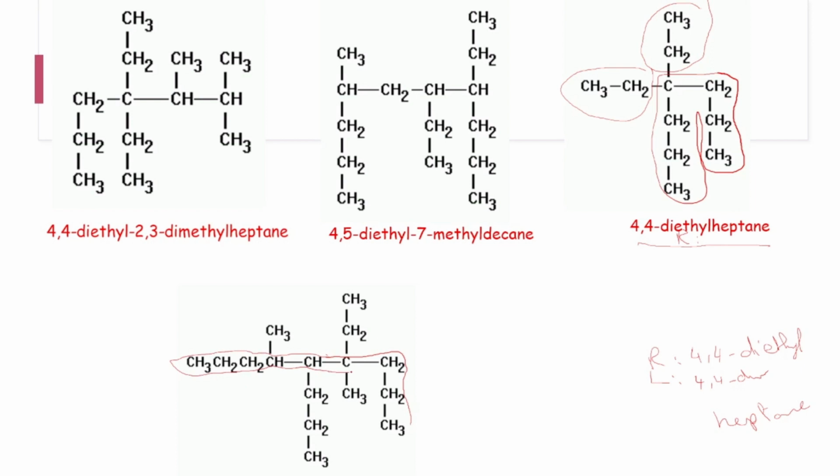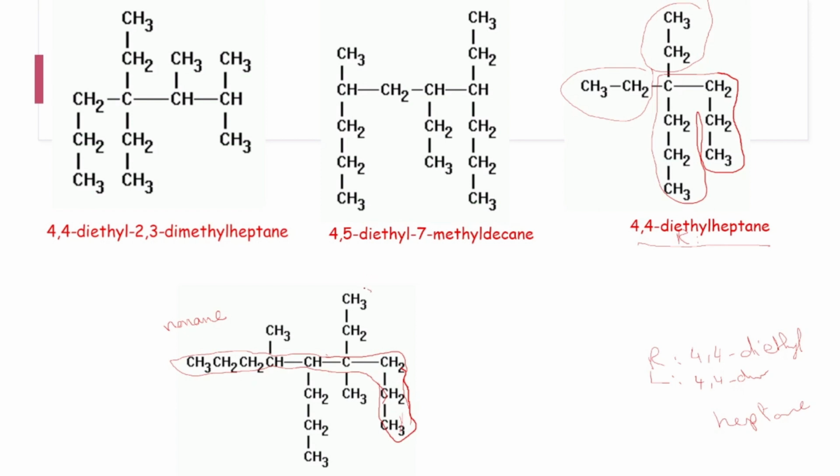So to my eyes, and after counting, this is the longest carbon chain. This is the longest carbon chain, contains 9 carbons: 1, 2, 3, 4, 5, 6, 7, 8, 9. So basically this compound is nonane, 9 carbons. The basic or the mother compound is alkane.